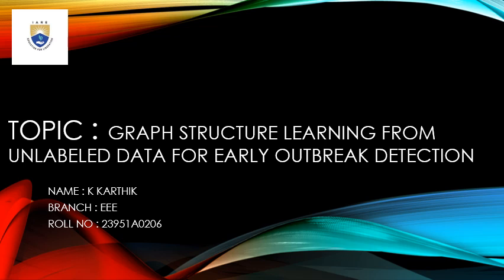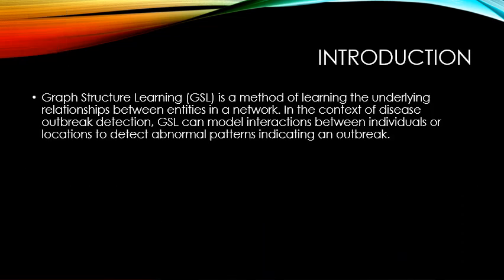Now I'm going to explain graph structure learning from unlabeled data for early outbreak detection. Introduction to graph structures: graph structure learning (GSL) is a method of learning the underlying relationships between entities in a network. In the context of disease outbreak detection, GSL can label interactions between individuals or locations to detect abnormal patterns indicating an outbreak.